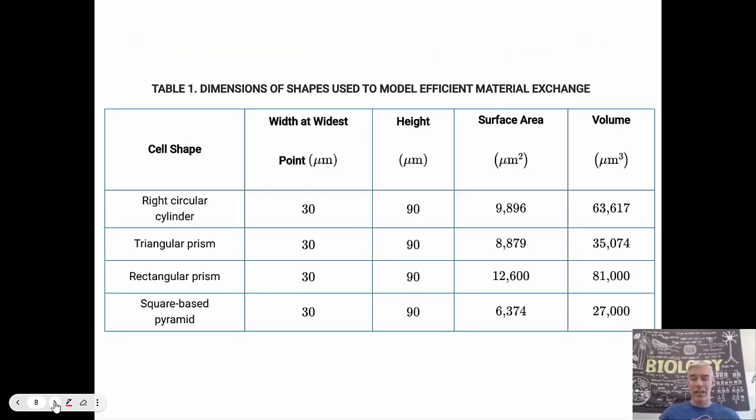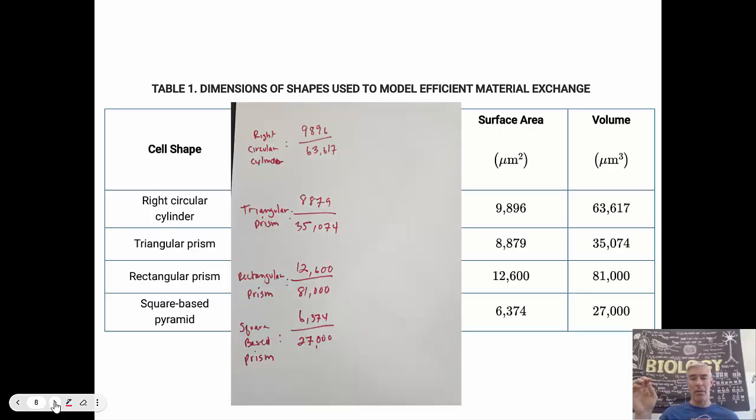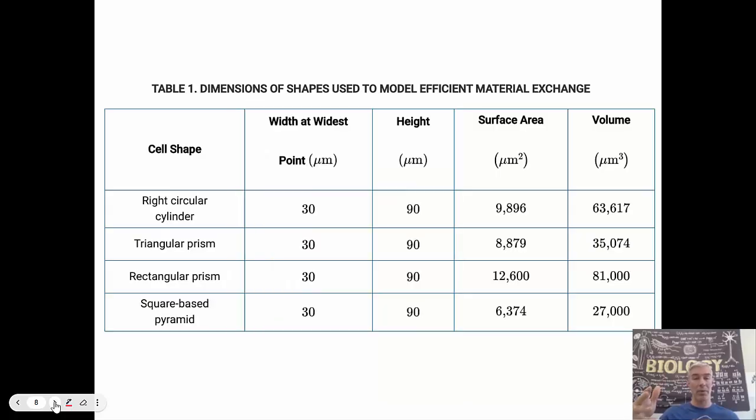So let's calculate each of these. I'm going to put up a picture here real quick, and that picture shows you how you would set each of these up. So in your space below, you can either pause it and copy down what I have, or you can try to do it on your own. I want you to try to do the math here. Calculate the surface area to volume ratio for each of these shapes: the right circular cylinder, the triangular prism, the rectangular prism, and the square-based pyramid. Go ahead, write them in your notes.